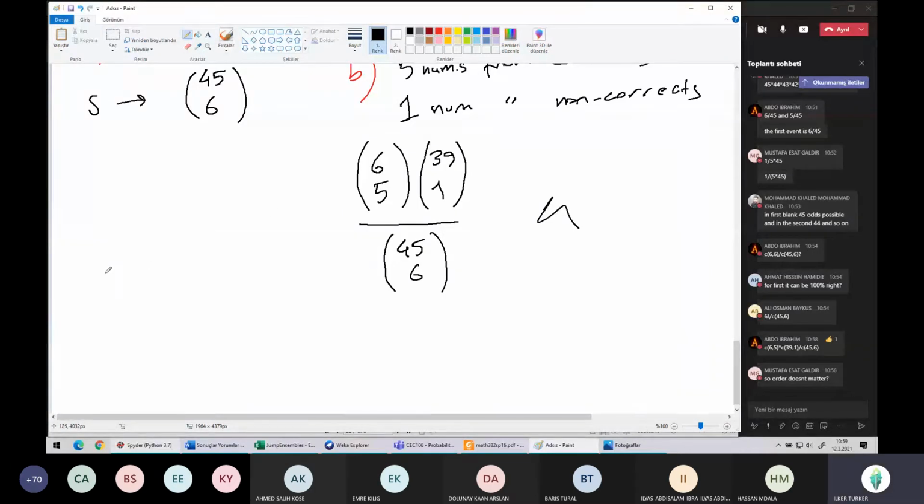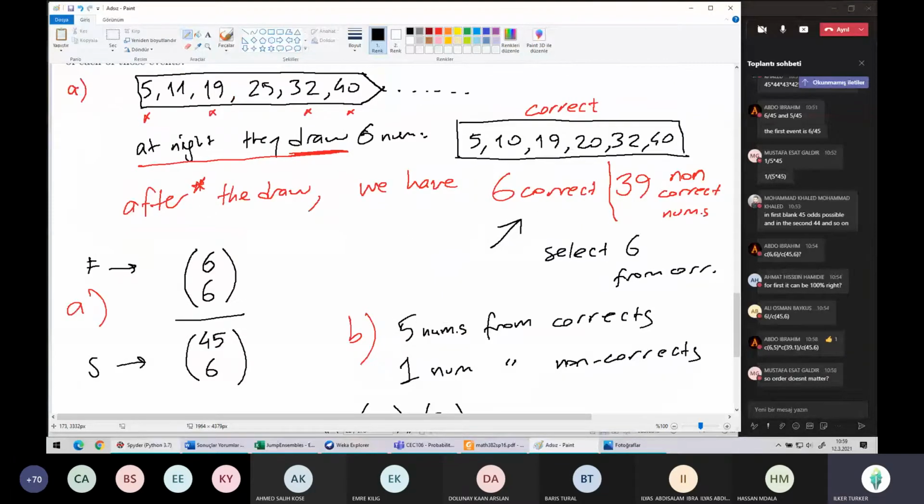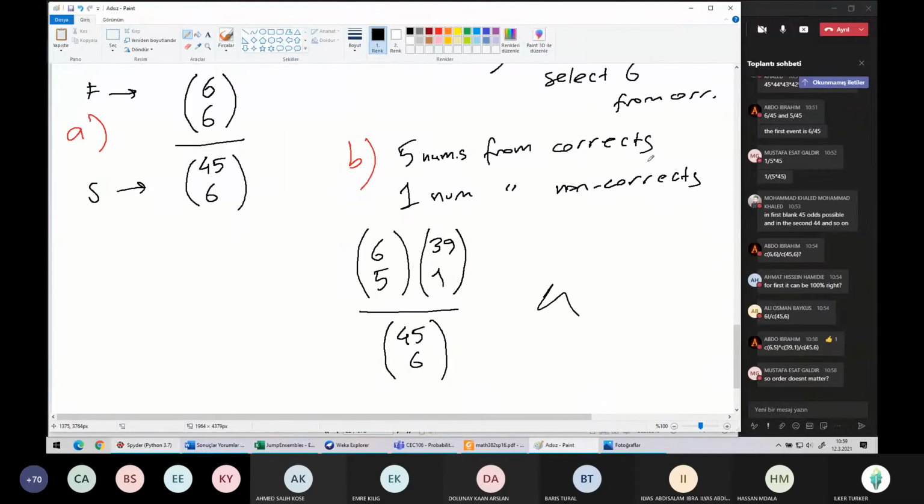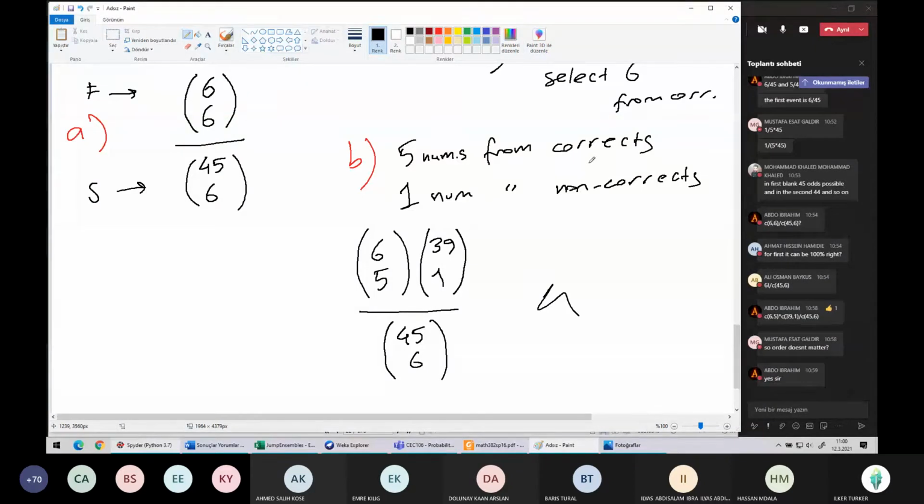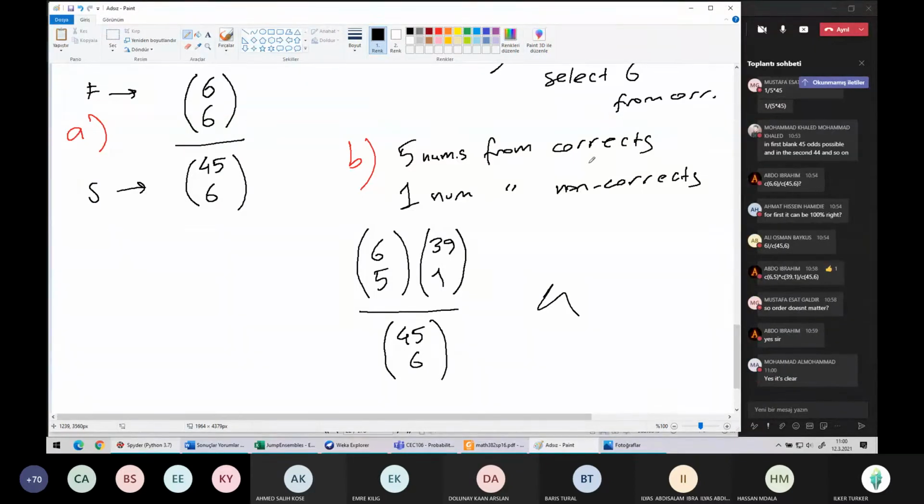Order doesn't matter because, for example, this is the correct order, but you write 19, 25, 10, 40, 32. This is also correct. So order doesn't matter. Is it okay, friends? Okay.